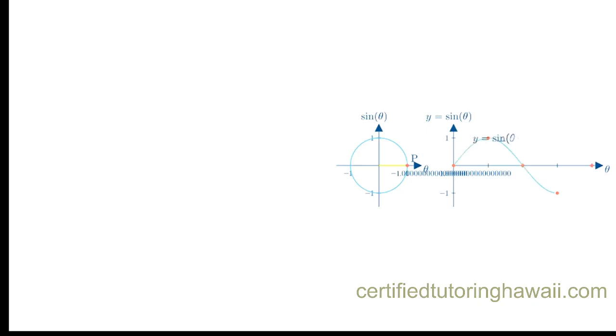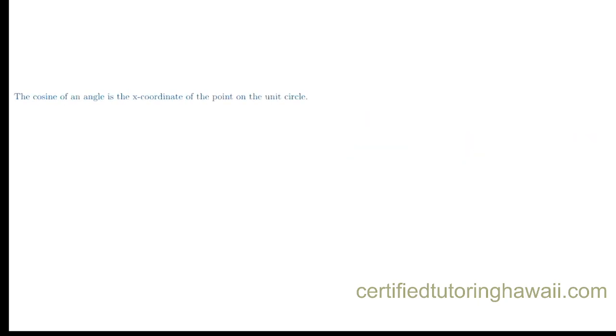Connecting these points with a smooth curve gives us the shape of one complete cycle of the sine wave. Notice that this wave oscillates smoothly between a maximum value of 1 and a minimum value of -1. Now, let's explore the graph of the cosine function.